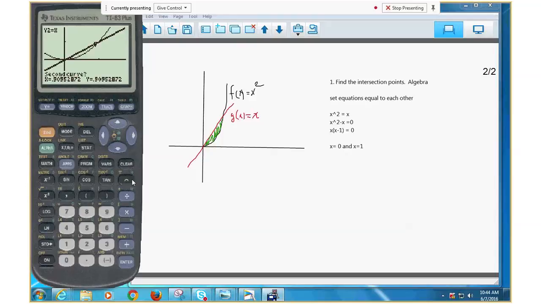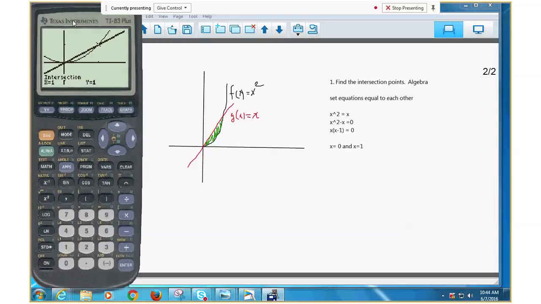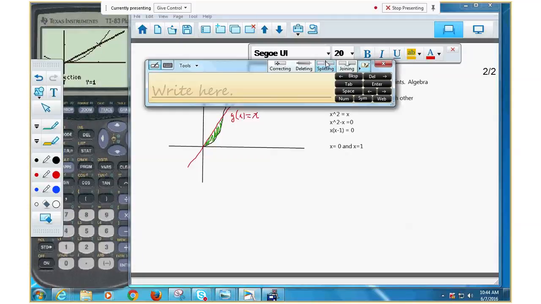And there's that one. And my guess is somewhere right in there. And there is our intersection point there at 1. So at x equal to 0 and x equal to 1, our two graphs are intersecting. That's how you find it algebraically. You set them equal to each other. This is how you find it on your graphing calculator. And I would highly suggest that you practice that on your graphing calculator because you're going to need it for the test. Okay?